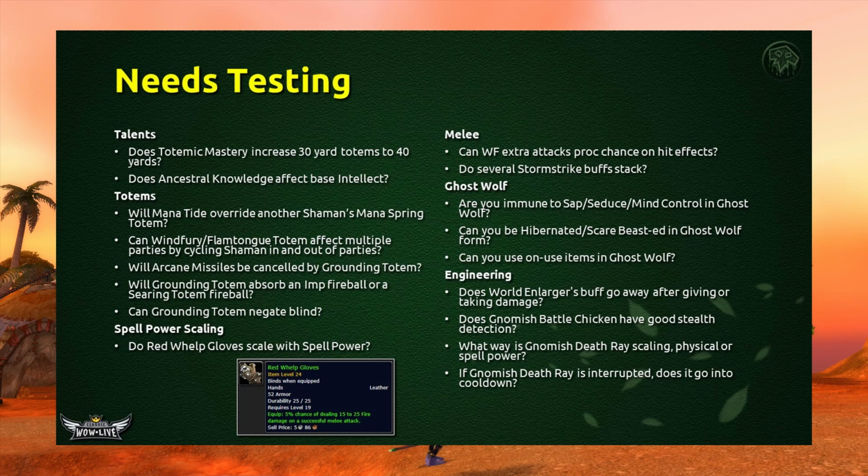And finally, for engineering, does World Enlarger's buff go away after giving or taking damage? Does a Gnomish Battle Chicken have good stealth detection? What way is Gnomish Death Ray scaling? Physical or with spell power? And finally, if Gnomish Death Ray is interrupted, does it go into cooldown?